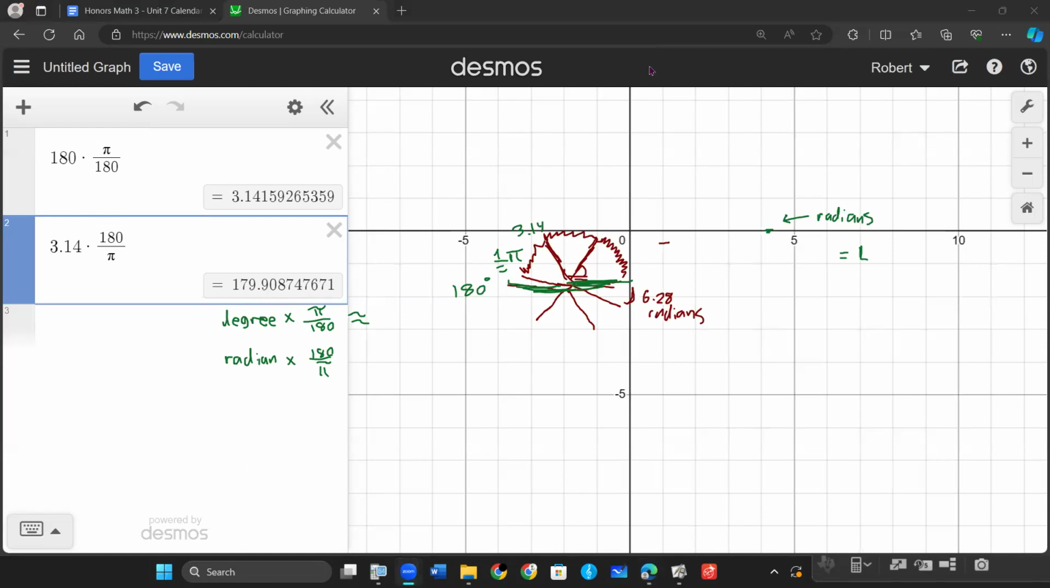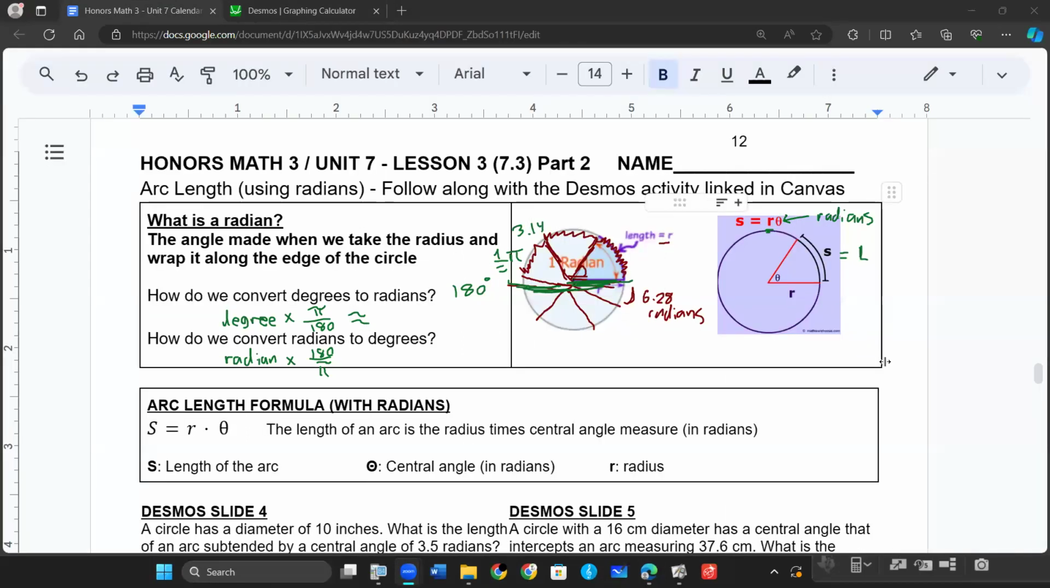But right now I'm going to focus on using the formula that involves arc length and radians to help solve problems. Now, on this handout, you're going to see a formula that says S equals R times theta.